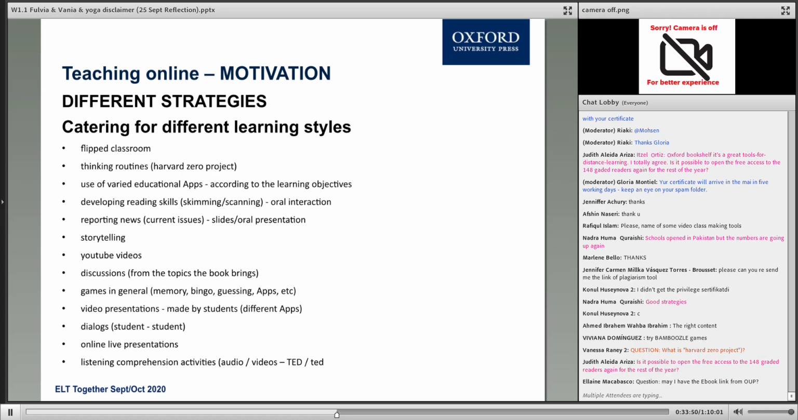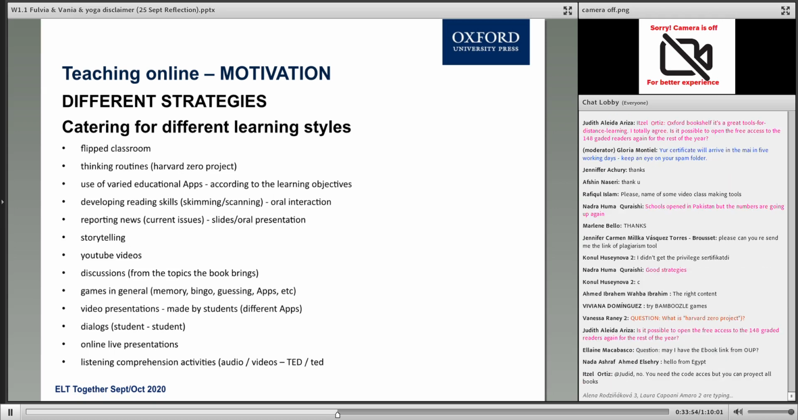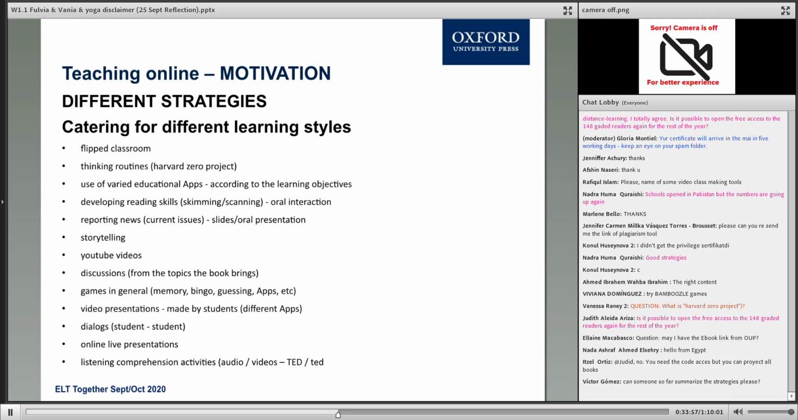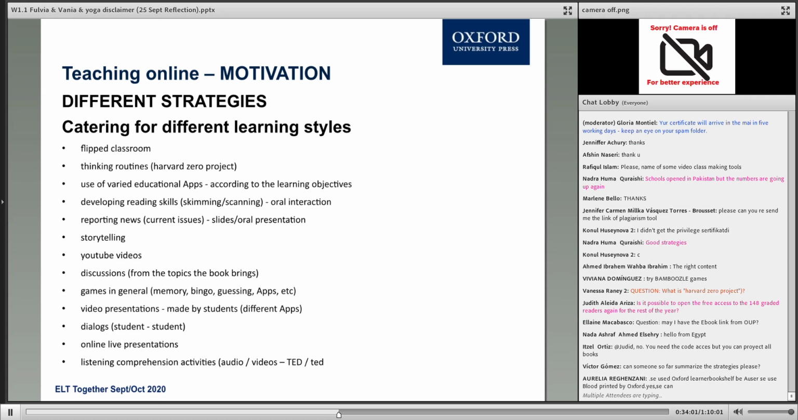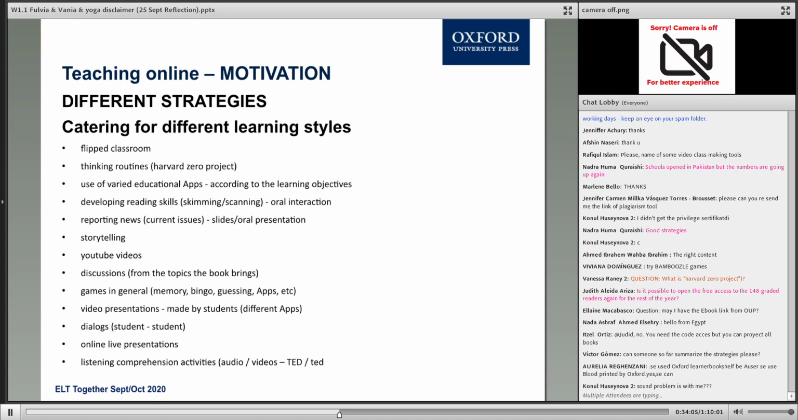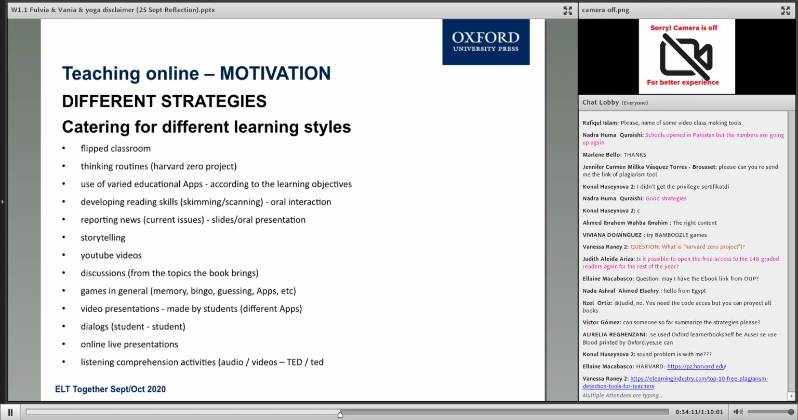Video presentations at school, we use the iPad. Middle school and high school, they have iPads as part of their school material, so they use the iPad to make video presentations. And, you know, teenagers and young adults, they are very keen on using technology. So they were very engaged in preparing those video presentations.